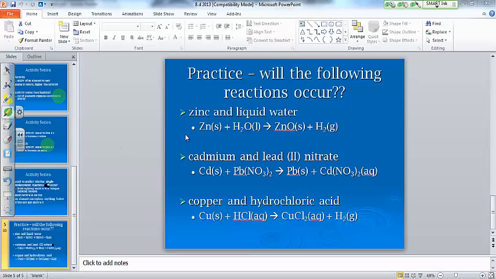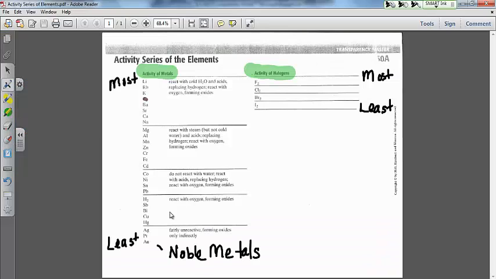Okay, why would you have to have the activity series? You're trying to figure out, will the following reactions occur? The first reaction is between zinc and hydrogen. You're trying to figure out, will zinc kick the hydrogen out and form hydrogen gas? So let's come to the activity series. Well, here is zinc, and here is hydrogen. Now again, if it's above it, it will replace it.